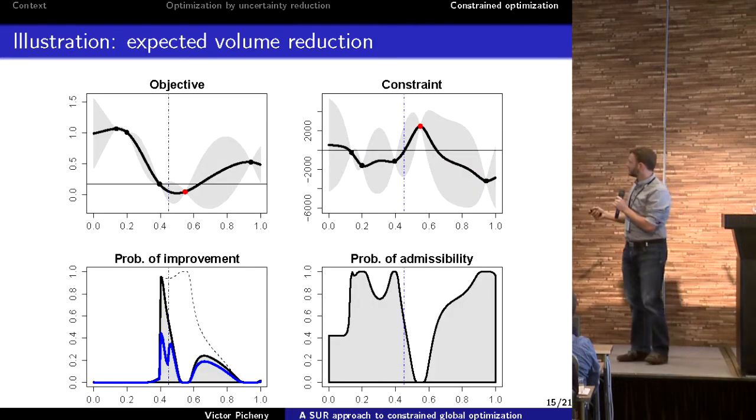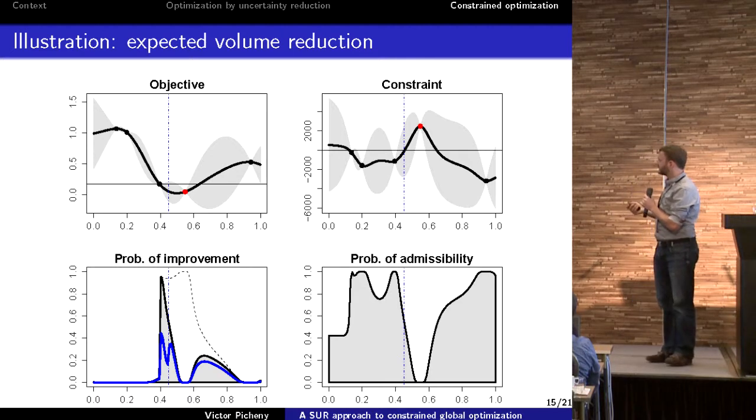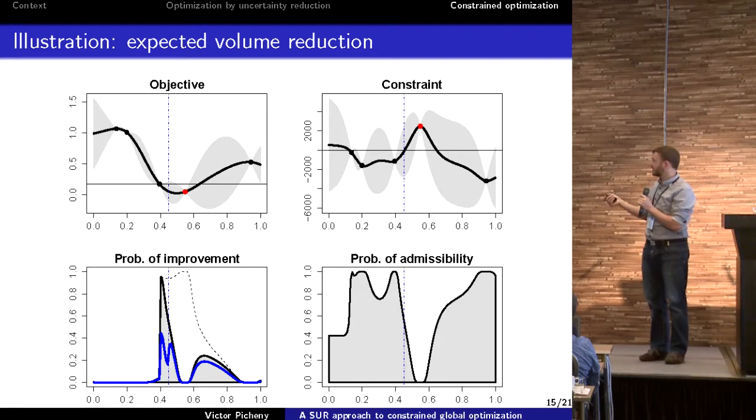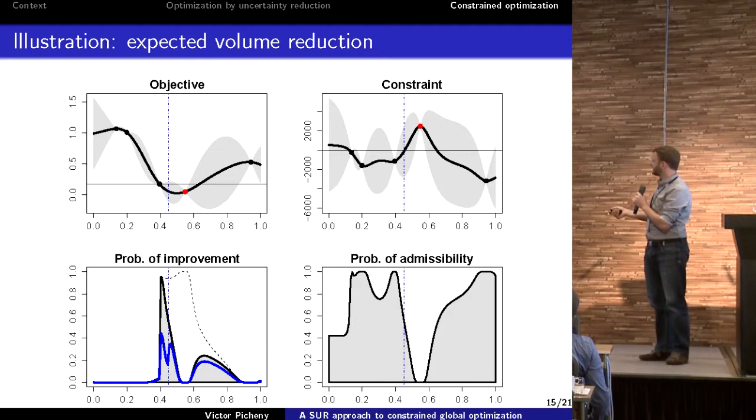So how does that work? Just a quick illustration. I have my objective on the left and the constraint on the right. In my sample, I depicted in red the non-admissible points. This one is below the threshold here, so it's not admissible, and that's all I know. I put my Gaussian process priors, so my model on the left and one on the right, from which I can compute the probability of admissibility. I know that this point is not admissible, so I have probability 0 of being admissible here. I know this region is bad, but next to it, it's admissible.